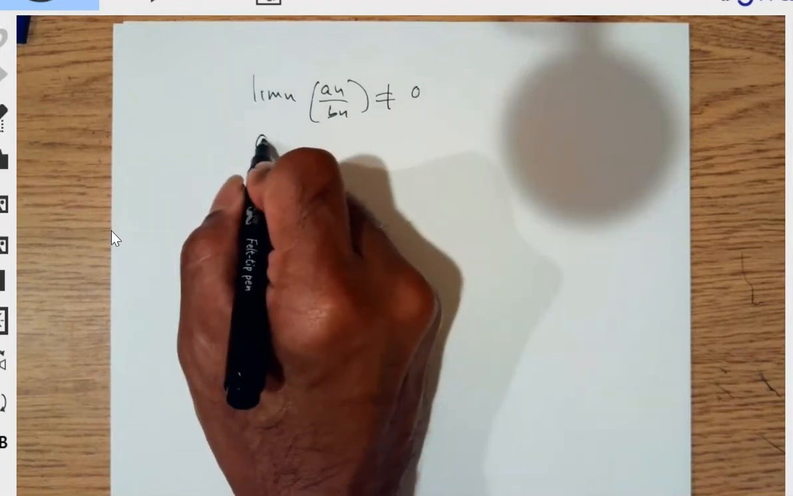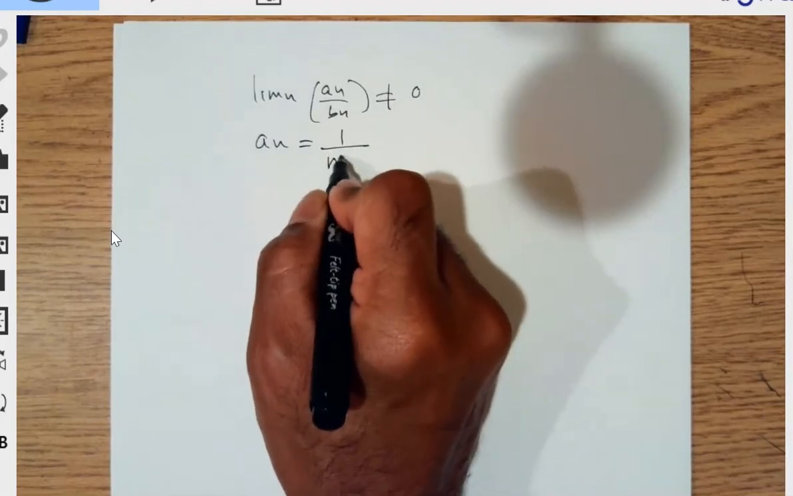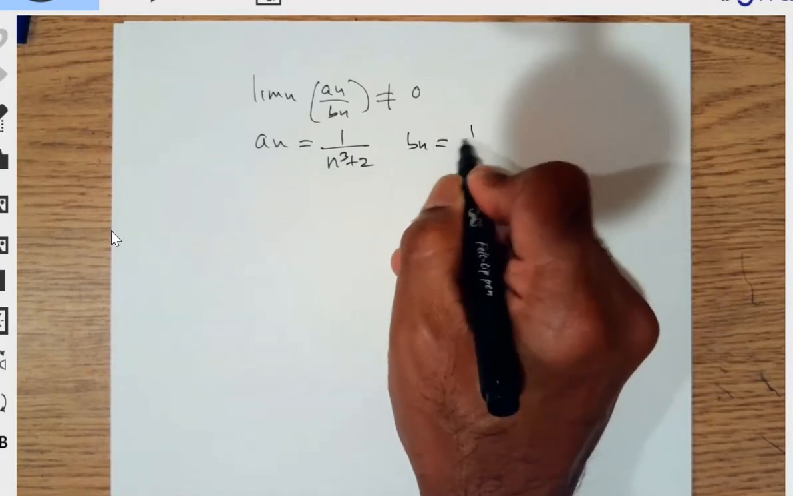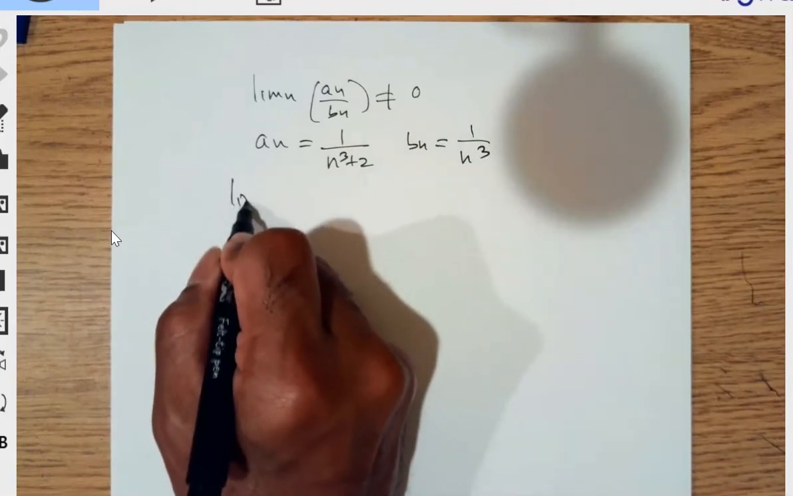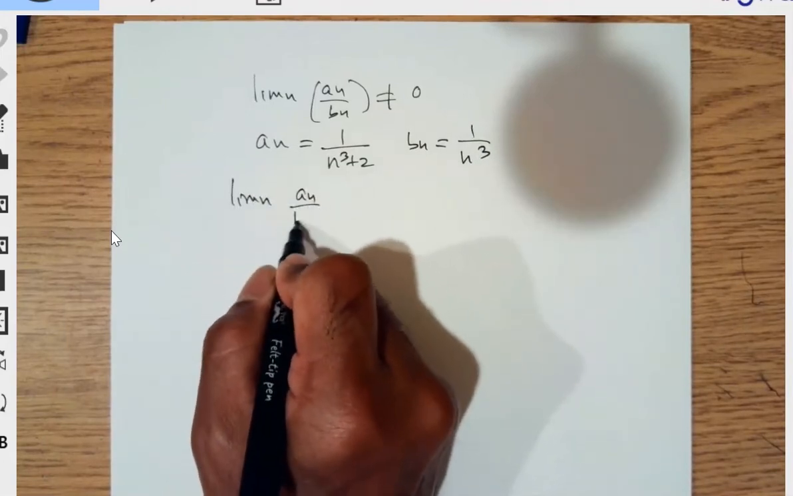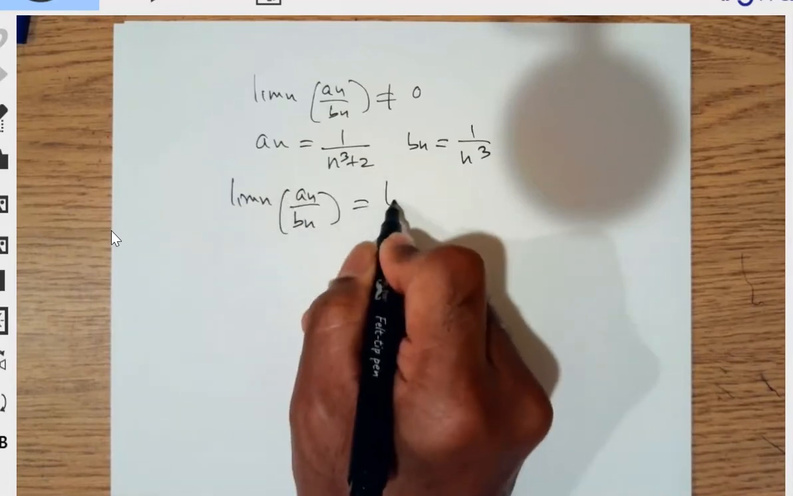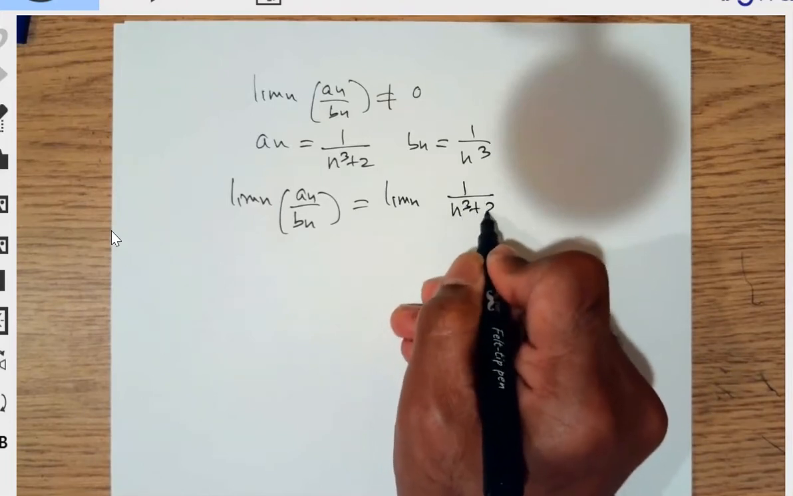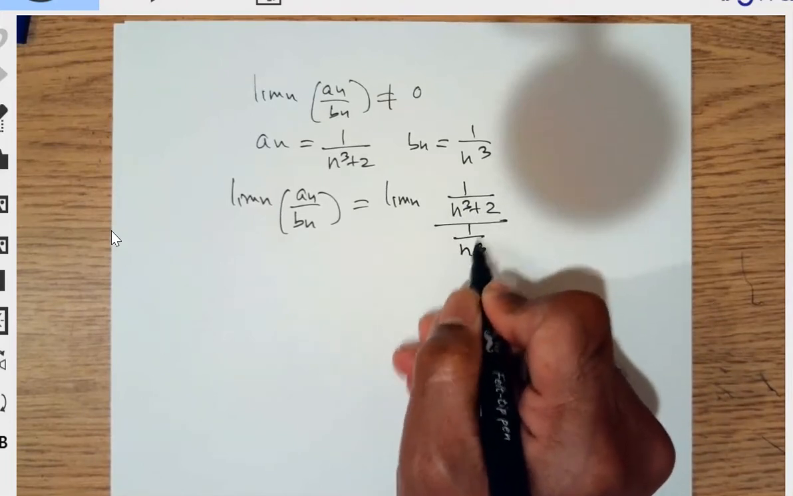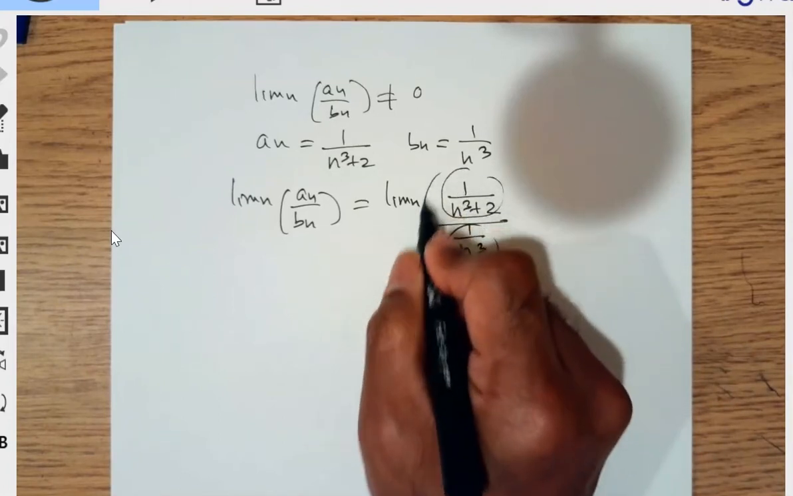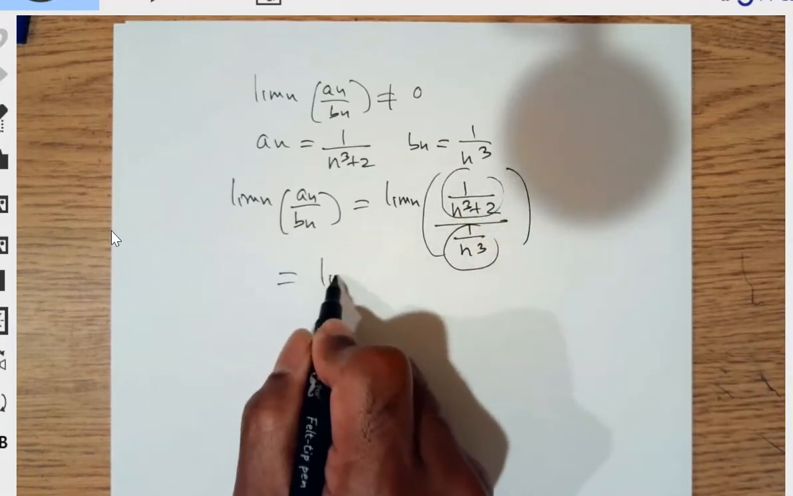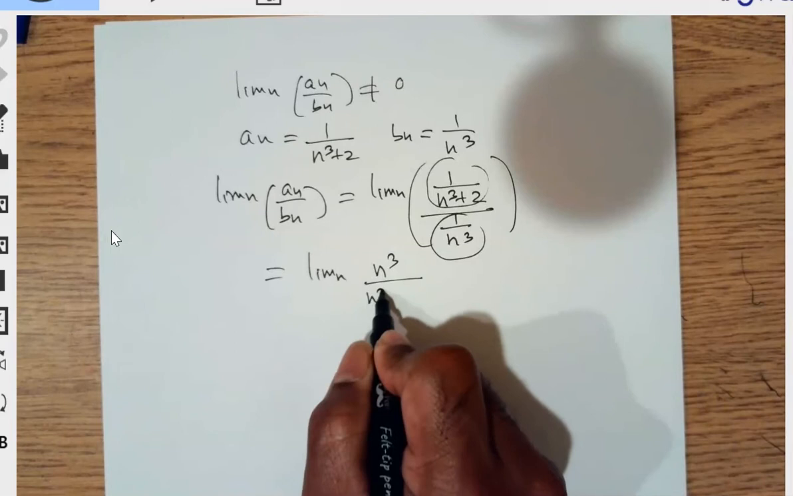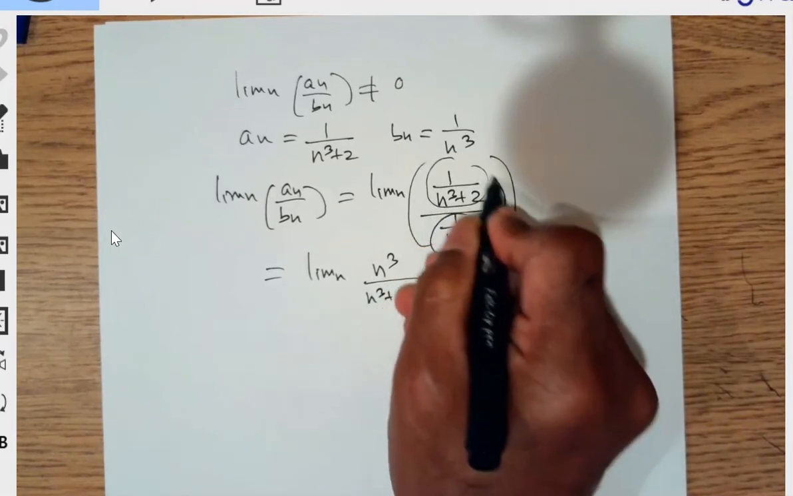Remember, an is 1 over n cubed plus 2 and bn is equal to 1 over n cubed. So if you take the limit of an over bn, that is equal to the limit of 1 over n cubed plus 2, over 1 over n cubed. This is an, this is bn. Now you can take n cubed to the top, and n cubed plus 2 is right here. So this goes to the top, and this comes here.